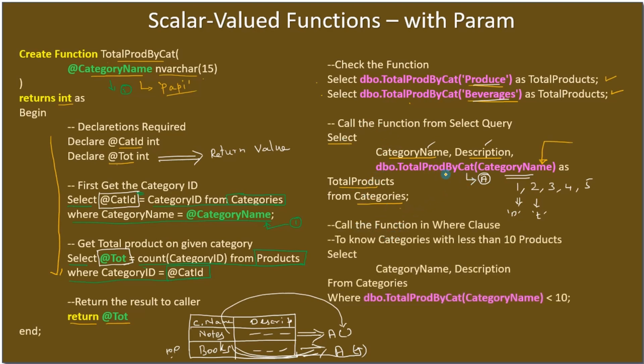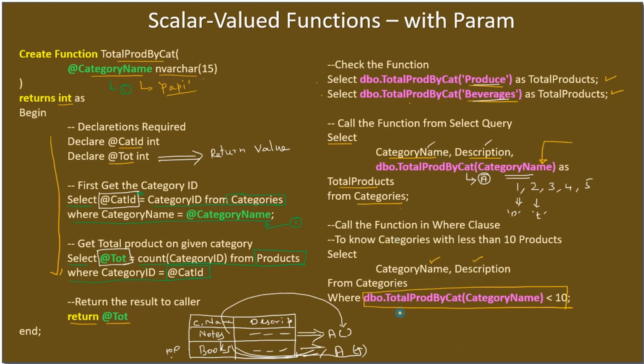And we can also use this function call in the where condition as well. If you see, select category name, description from categories where TotalProdByCat, here we are making the function call, and the return value we are using with the where condition. So we are telling it that I'll give you the product category, execute this function and tell me how many products exist, and if the product count is less than 10, I will display the record. Display the record in the sense I will display category name and description.